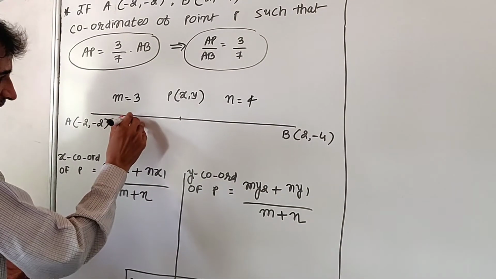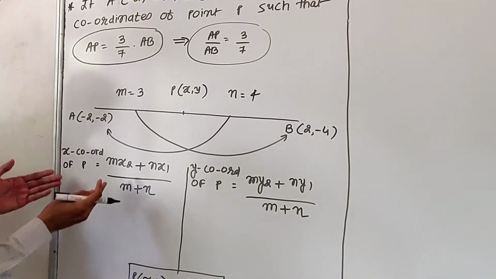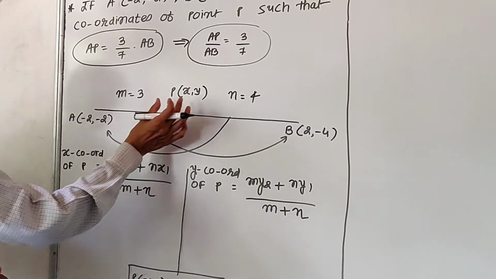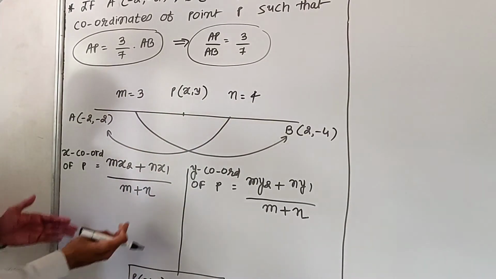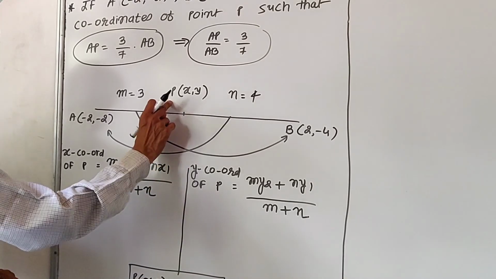Now you can apply this formula for M into x2 and so on. This is my regular sum: M is to N is given, and I want to find out the coordinates of this P (x, y). You can follow the equation, put the values, and finally you have the answer of P, x and y.